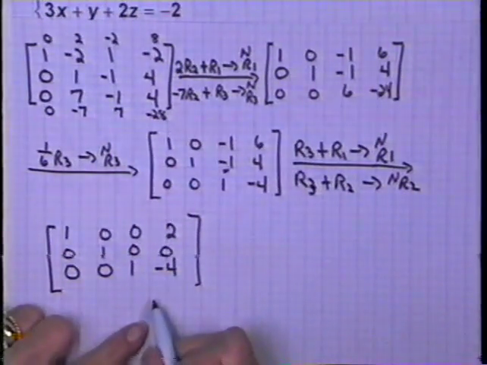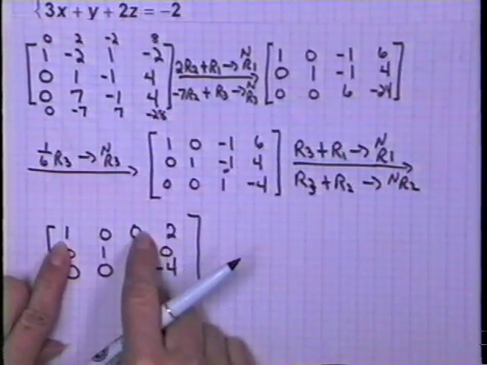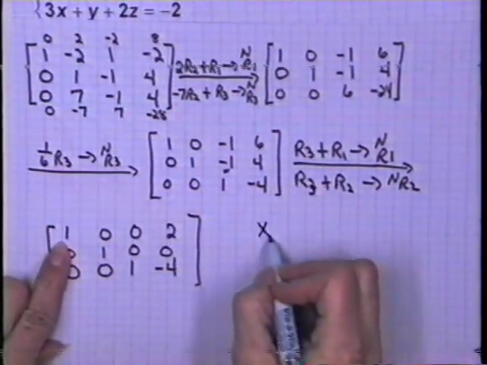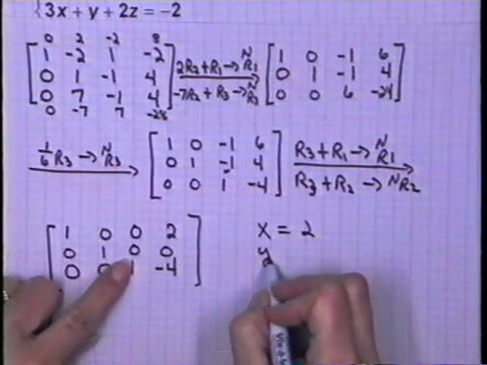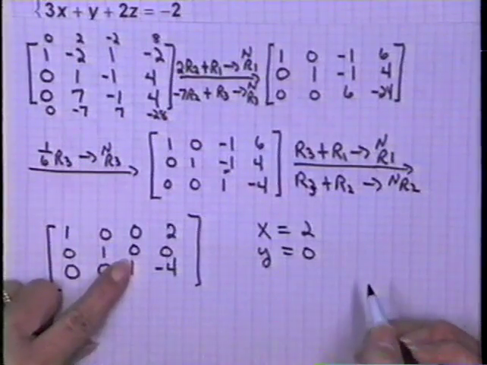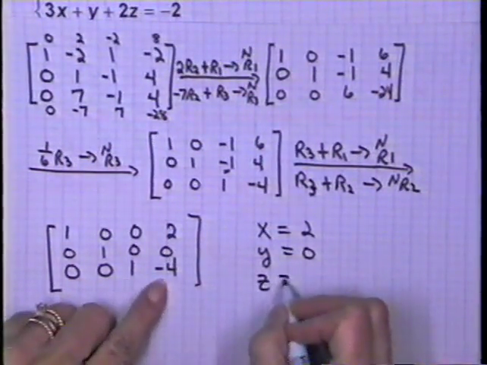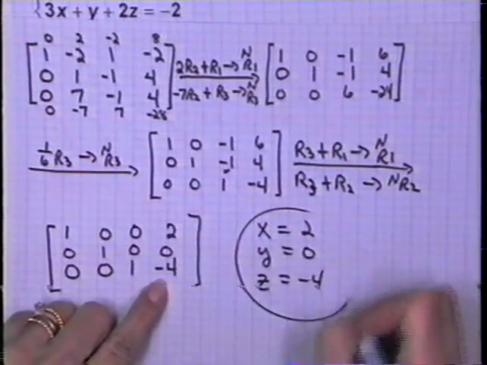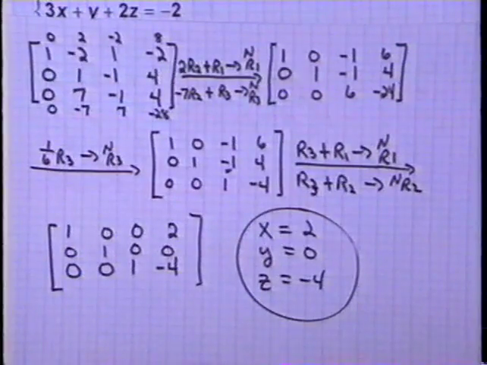Now we're finally finished, and let's look at this first row. 1x, 0y, 0z equals 2. So x equals 2. 0x plus 1y, 0z equals 0. So y equals 0. 0x, 0y, 1z equals -4. So here are my solutions. Notice they're straight off of that final form of my matrix.